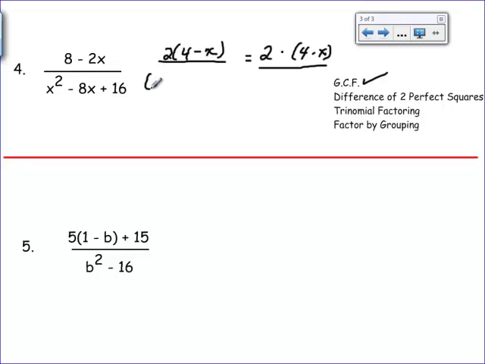Let's factor the bottom. It's a trinomial. x, x. Two numbers that multiply to 16 but are -8 away from each other? Well, that would be a -4 and a -4.